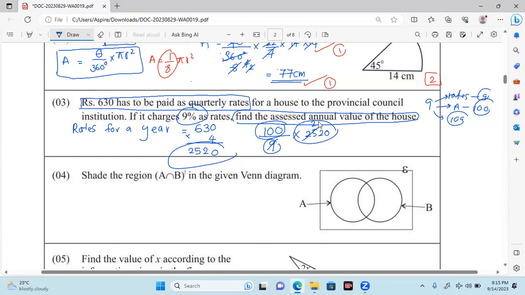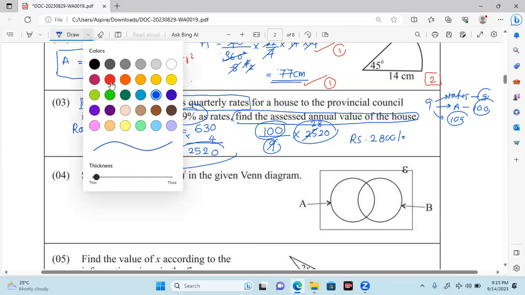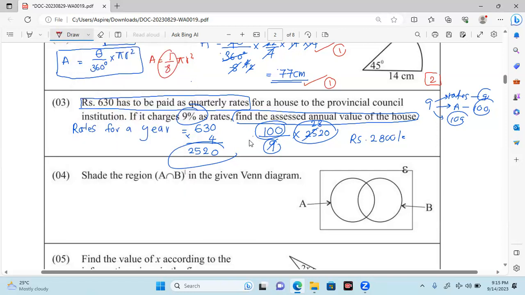72, it's 8. Therefore the answer is 28,000 rupees. Okay. Teacher, for the second, it is 77 square centimeters. Yes. Here, for both these calculations, it is 1 mark. For this answer, it's 1 mark. Altogether, 2 marks.